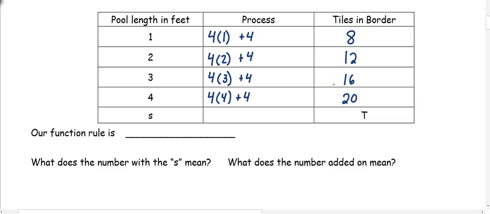So we can see that the pattern is we're going to multiply 4 times the length of the side of the pool, because we have 4 sides, plus the 4 for the corners. So our function rule here is going to be t equals 4s plus 4. In our function rule, s is going to represent the pool length in feet.